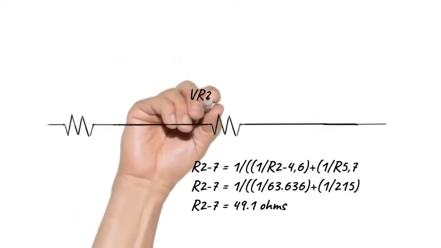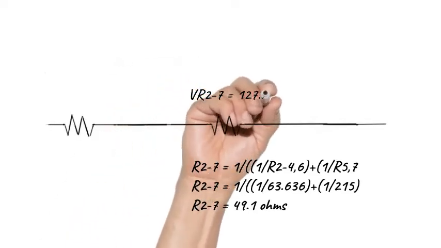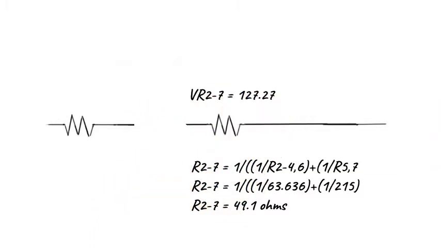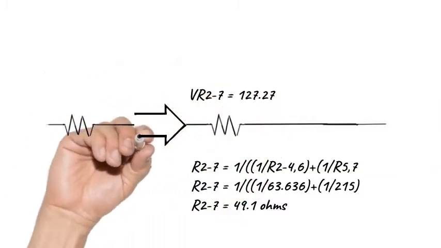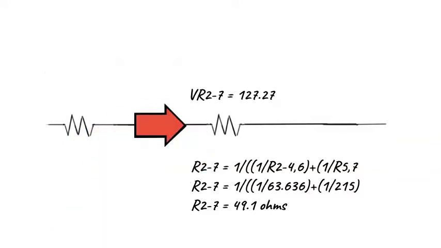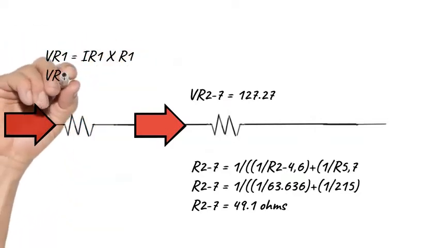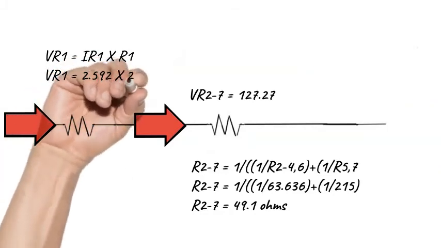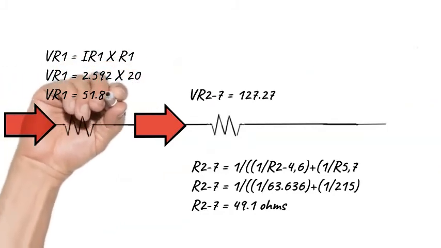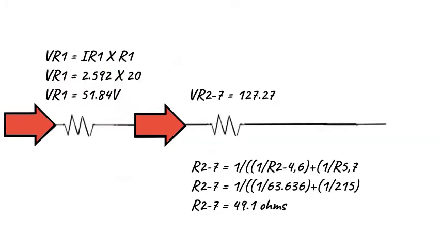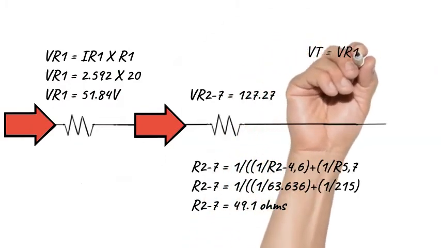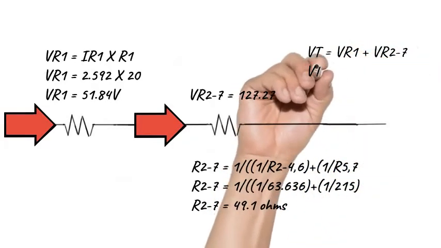With that, we can recognize that it has that full voltage of 127.27 volts. And then we can take the current that we have of 2.592 and solve for the volt drop that does indeed remain. Recognizing that those two resistors are in series, we can then add those voltages together to get a total voltage for the circuit of 179.11 volts.